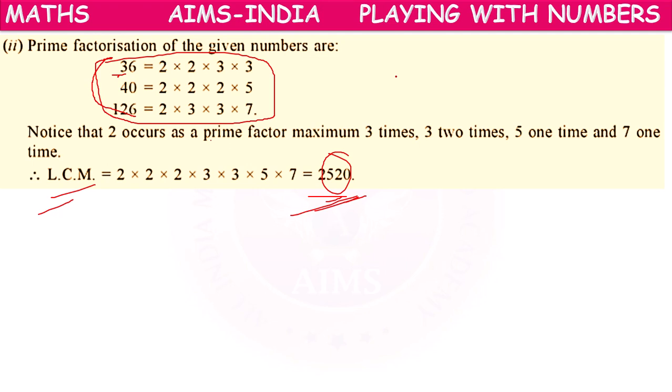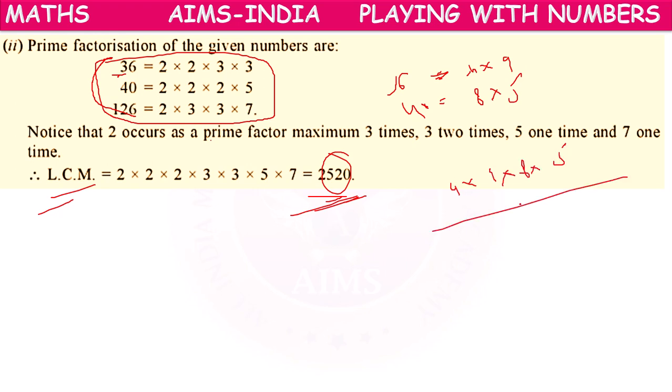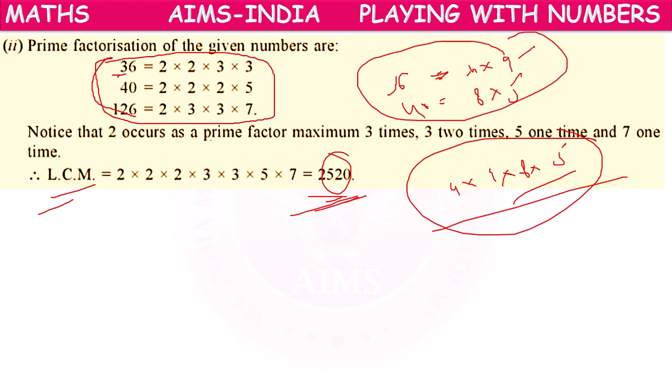Instead of prime numbers, suppose you have 36. If you write 4 into 9, or 40 as 8 into 5, like 4 into 9 or 8 into 5, you should not take that. You cannot take any number like this. Here we have to do prime factorization, which means 36 must be written as a product of only prime numbers. Even 40 also, even 126 also. Then only can we apply this method and find the LCM.